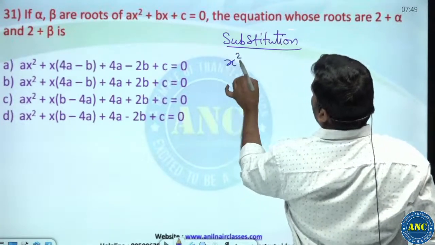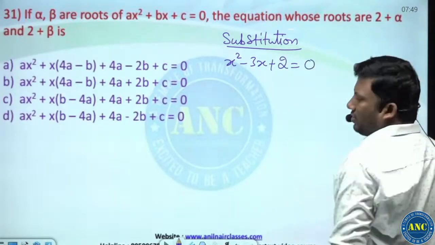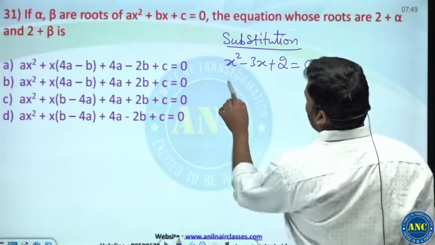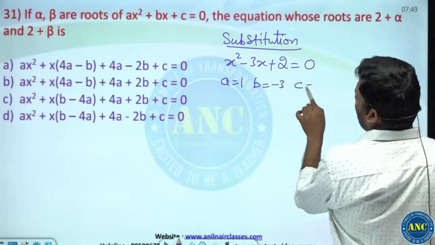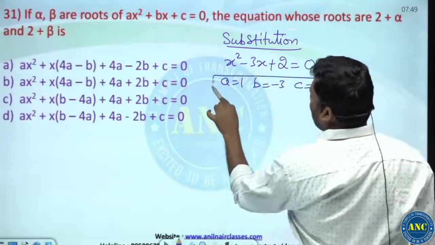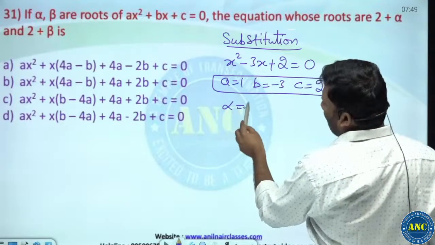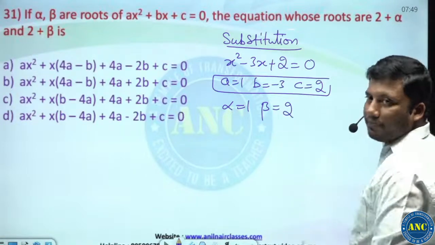Take a simple equation which satisfies: x square minus 3x plus 2 equivalent to 0. That means A is 1, B is minus 3, and C is 2. The roots will be alpha is 1 and beta is 2.